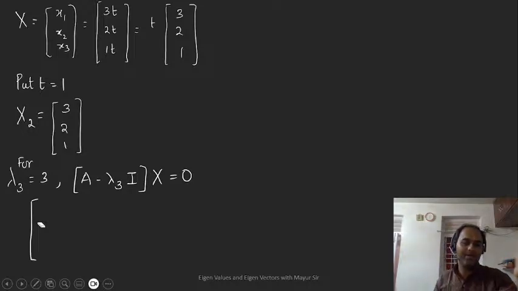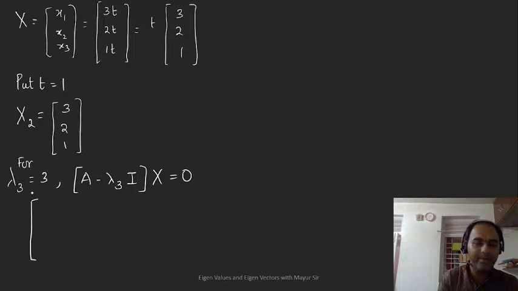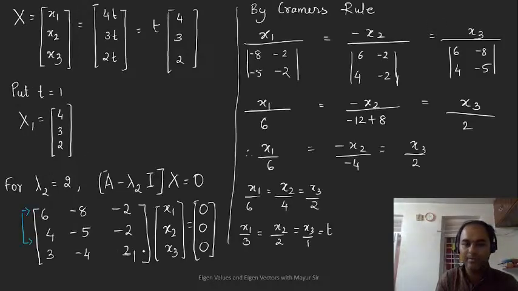Here, when you have 3, you will subtract 3 from the diagonal entries. So on subtracting 3 from the diagonal, you'll get 5. Here you'll get minus 6, and 1 minus 3 is minus 2.